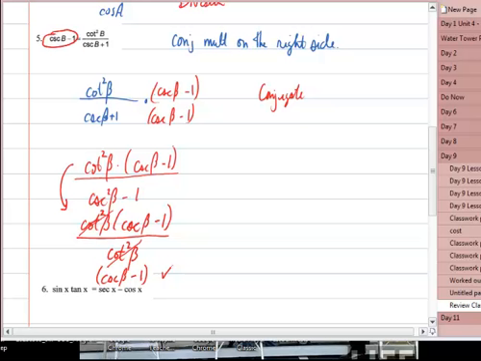I'll write in the reasons. Conjugate multiplication for the first step. Second step, FOIL the denominator. Third step, we recognized Pythagorean identity. The last step was division cancellation.